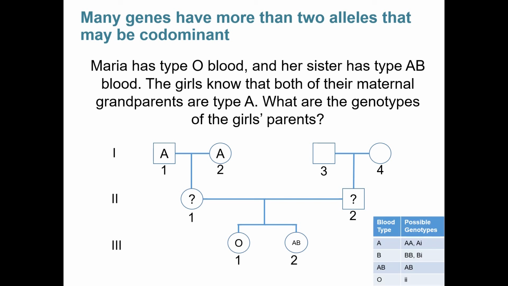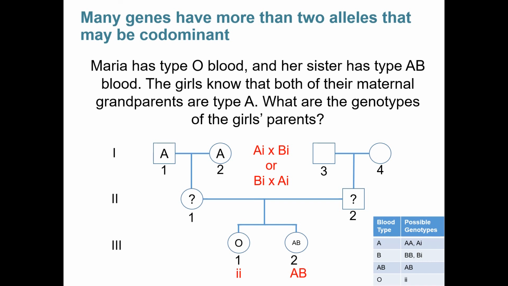So for example, we know that the only way to get type O is to have 2 I alleles, and the only way to get type AB is to have 1 A allele and 1 B allele. So we can go ahead and put those on the board. This means that Maria's parents have to have each given her an I allele, and her sister must have gotten an A from one parent and a B from the other. This can only happen if each parent is heterozygous. One of them is AI and one of them is BI, but which one is which?